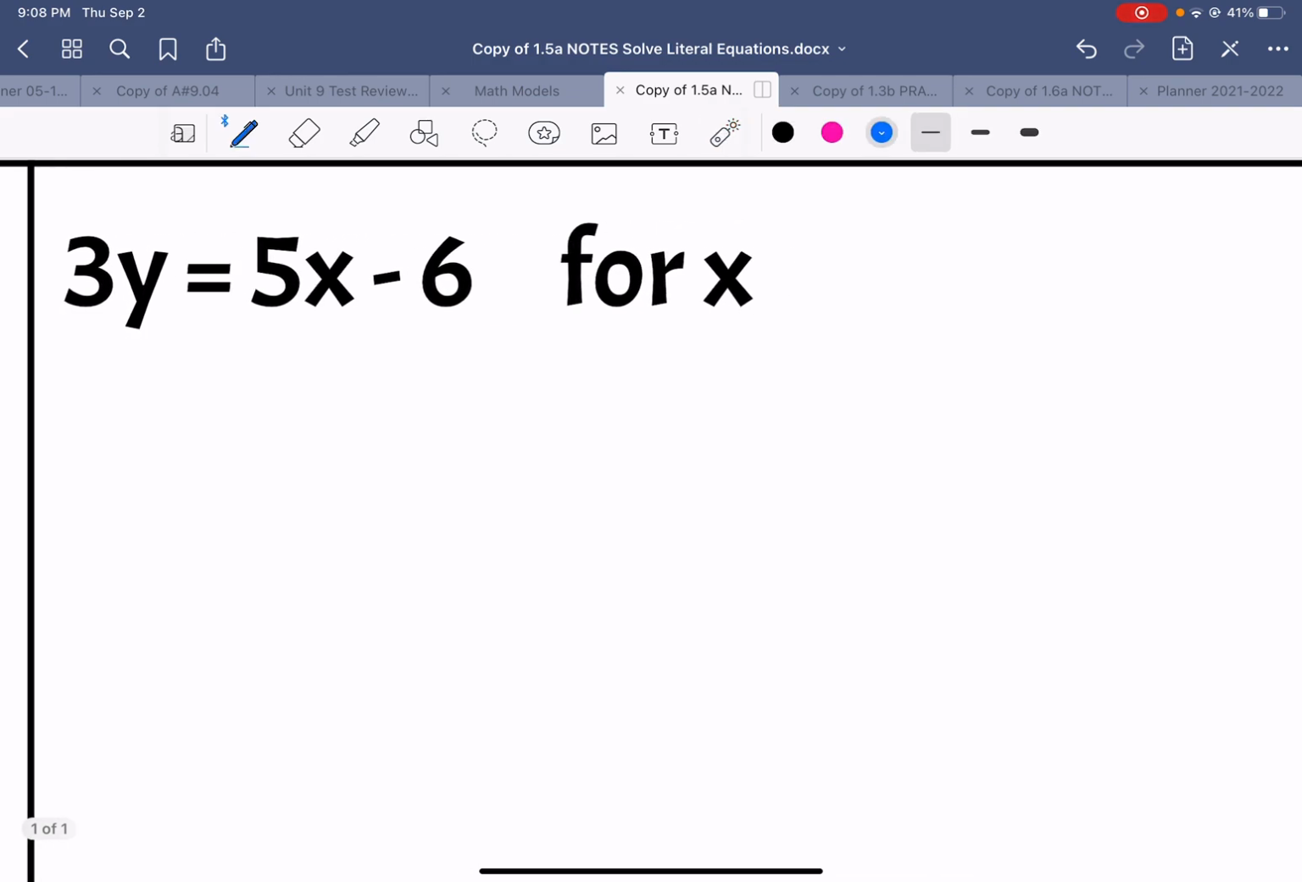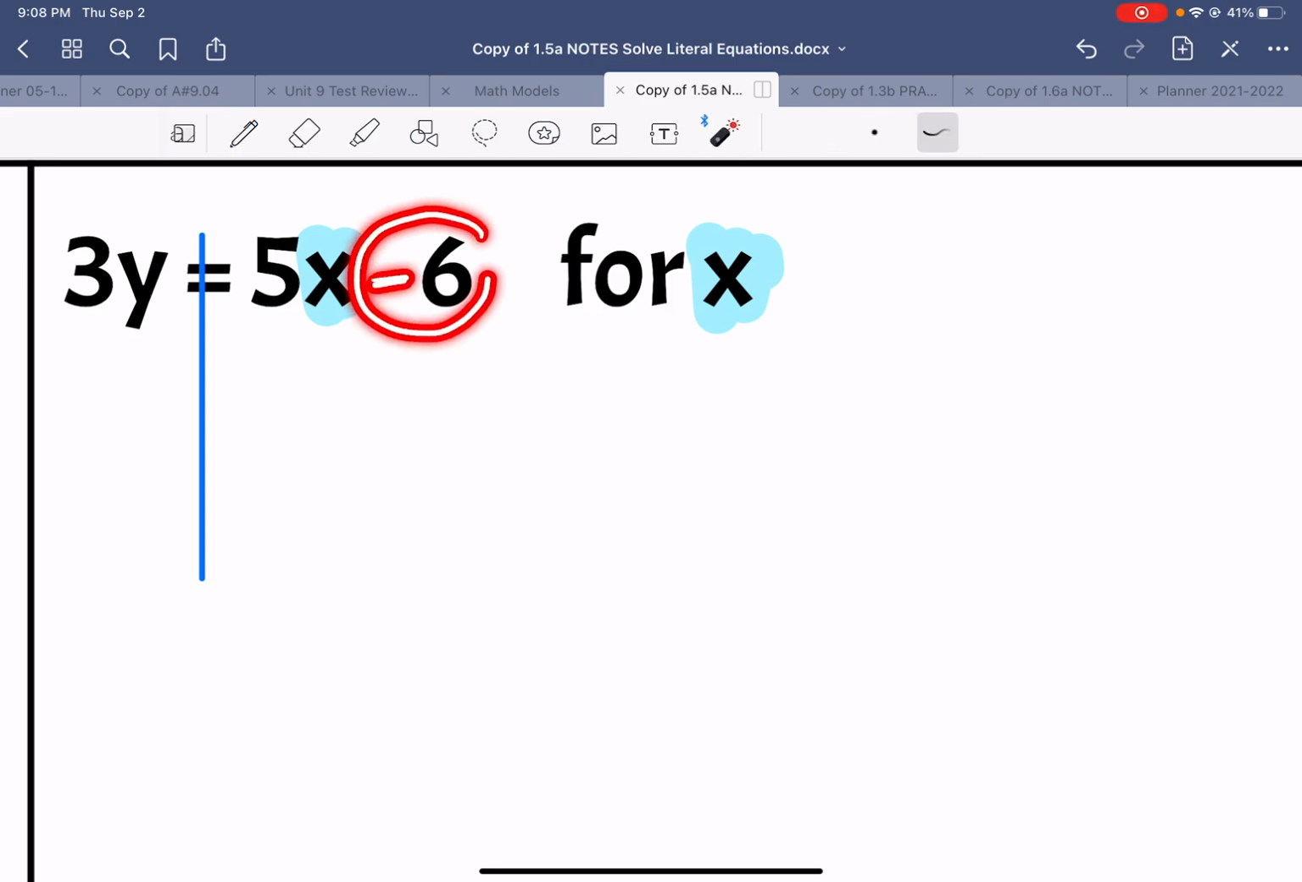All right, so I have 3y equals 5x plus 6, and I want to solve for x. I want to get x by itself. There are two things happening to x. It's being multiplied by 5, and 6 is being added to it. Remember when we're talking about two-step equations that we must undo the addition or subtraction first. So I'm looking for addition or subtraction. I see this addition sign here, so I'm going to get rid of this plus 6.